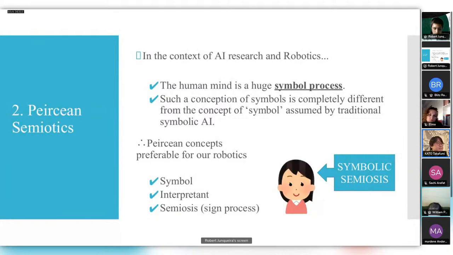It is clear that such a conception of symbols is completely different from the concept of symbol assumed by traditional symbolic AI. The introduction of an interpretant allows the plasticity of the relationship between symbol and object to be taken into account. Furthermore, by viewing symbolic function in terms of processes, it becomes possible to depict the process by which an agent interpreting symbols acquires adaptive habits through interaction with the environment. In this respect, the conception of symbols offered by Peircean semiotics is appropriate for the AI research and robotics we promote.